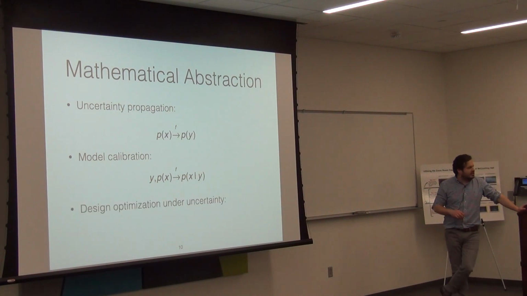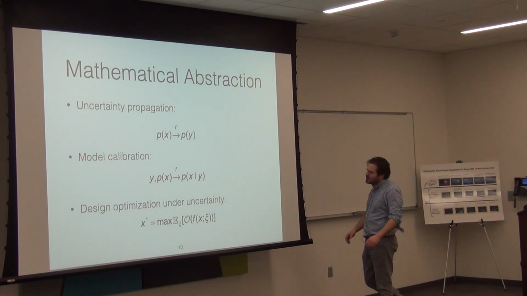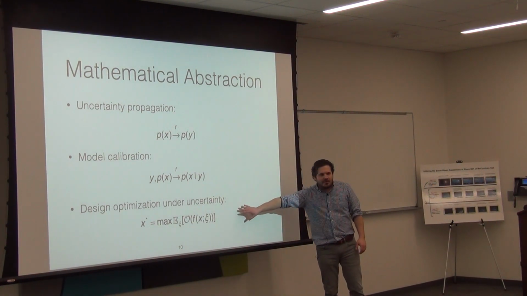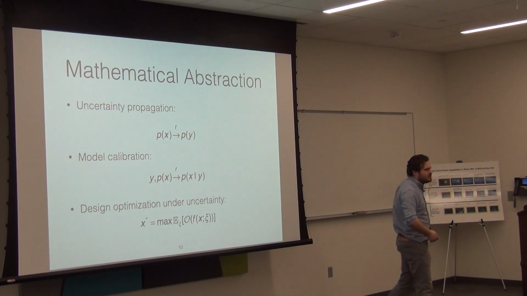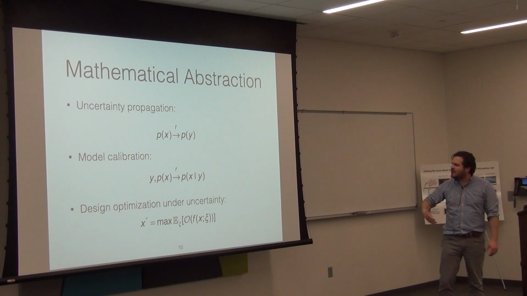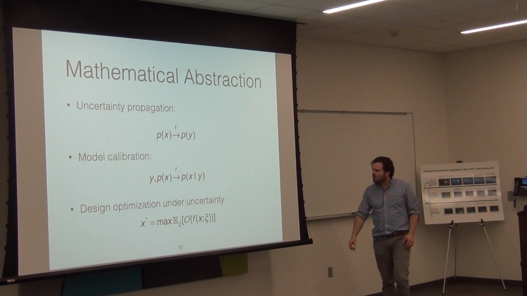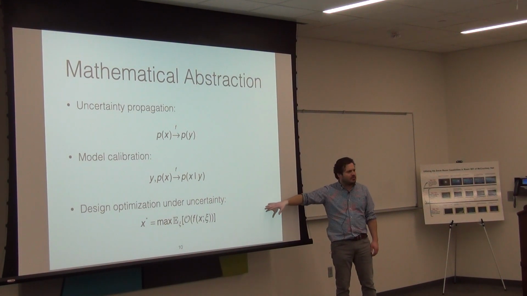And design optimization under uncertainty, which again, without loss of generality, I will think of as a problem in which you want to maximize the expectation of a quantity of interest, expectation over everything that is uncertain, and x here plays the role of the design parameter. But of course, I'm going to show you also a problem in which you have more than one objective.